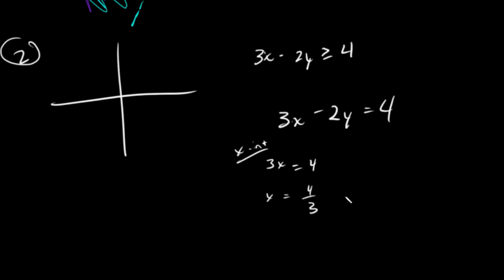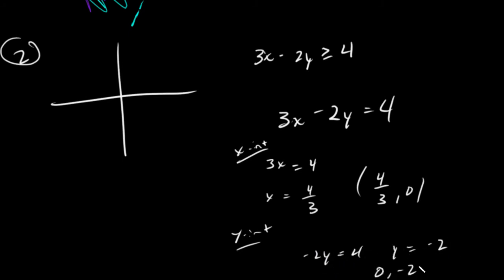So at 4/3, 0, that's my x-intercept. And to find the y-intercept, you plug in 0 for x, solve for y. So there's our y-intercept. Plot the 2 intercepts. 4/3, 0 we'll just say is here, and then 0, -2 we'll say is here. You plot these 2 points and connect the dots.